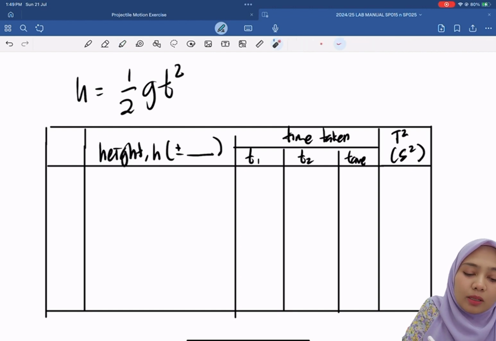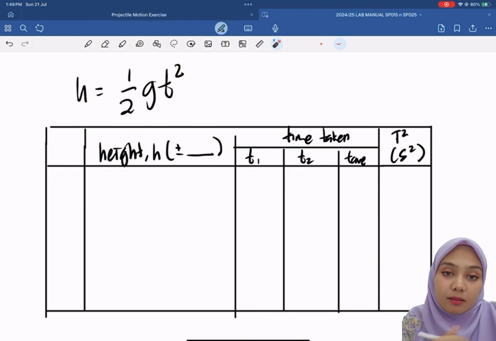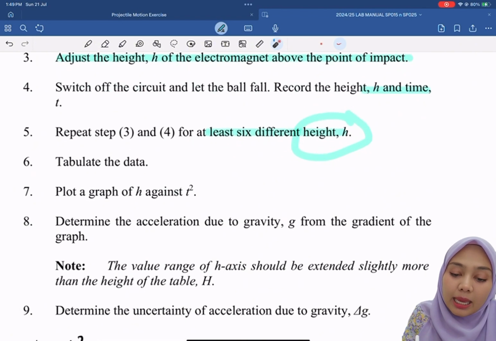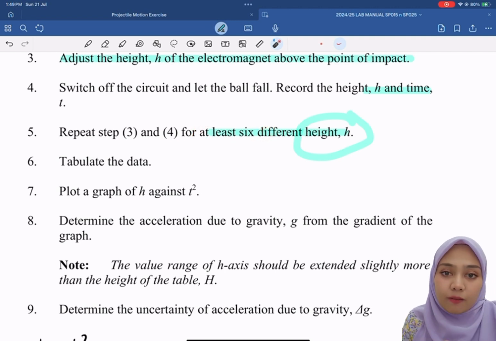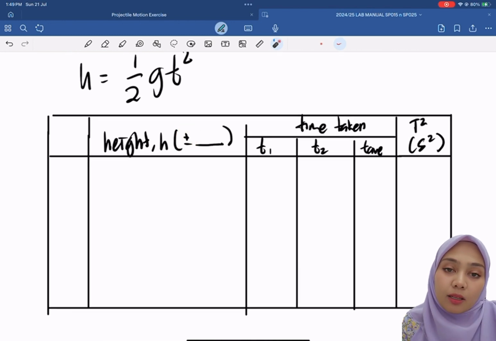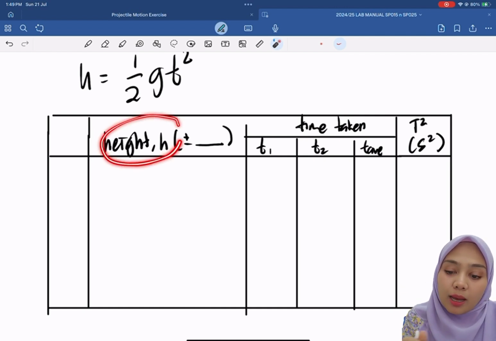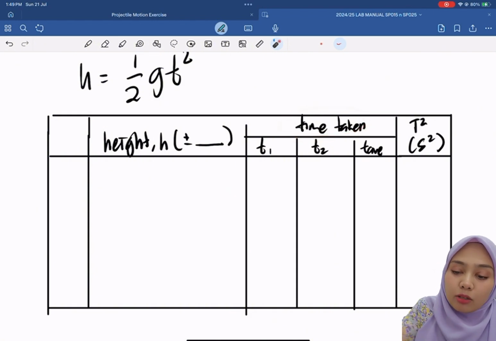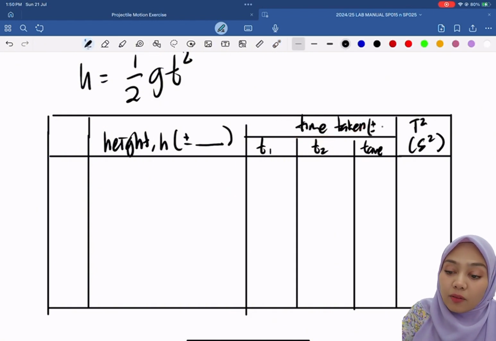So this is your table. This is your number of readings, 1, 2 until 6. The procedure says at least 6 readings. You can do 7, you can do 8, but you cannot do 5 or less. This is your height, and the uncertainty. Do not forget the uncertainty for whatever measuring instrument you use to measure the height, and then the time taken. Again, do not forget the plus minus, the uncertainty for the instrument you use to measure the time. And then you have one more extra column.